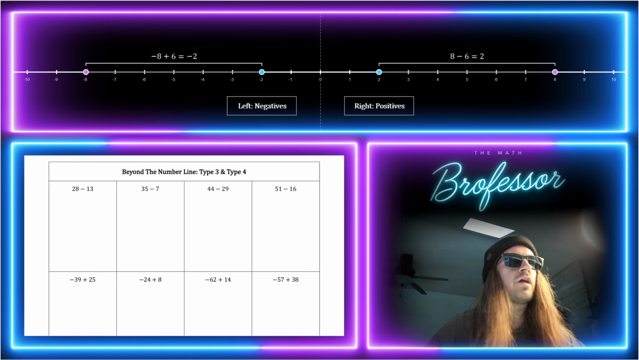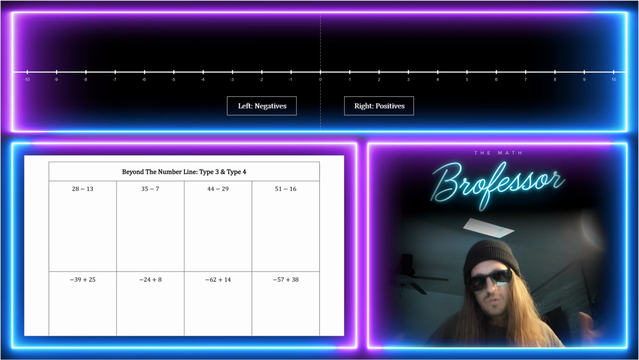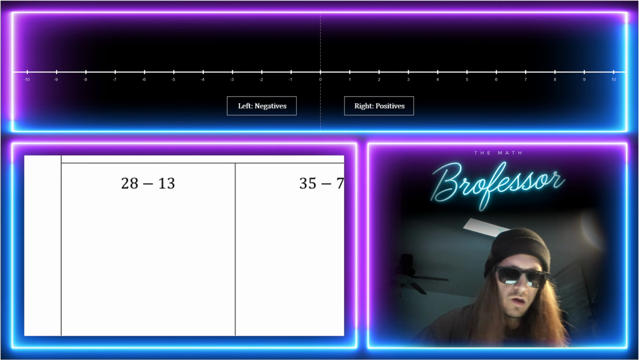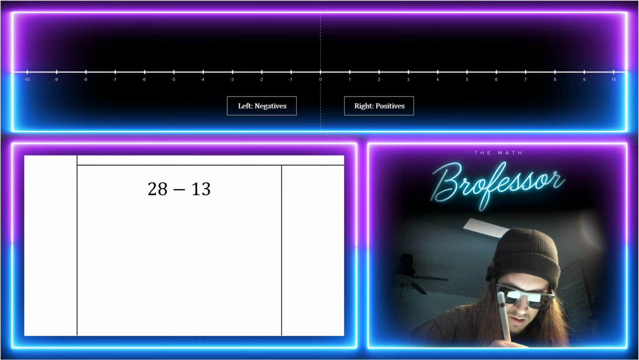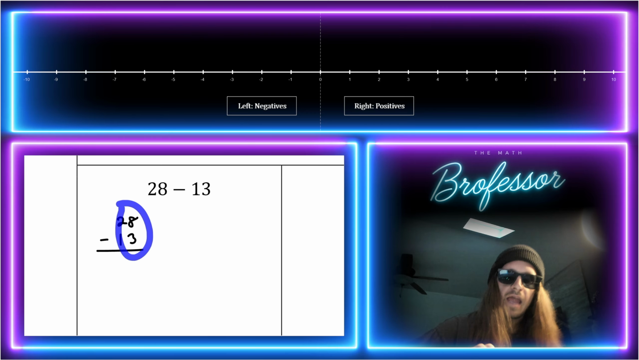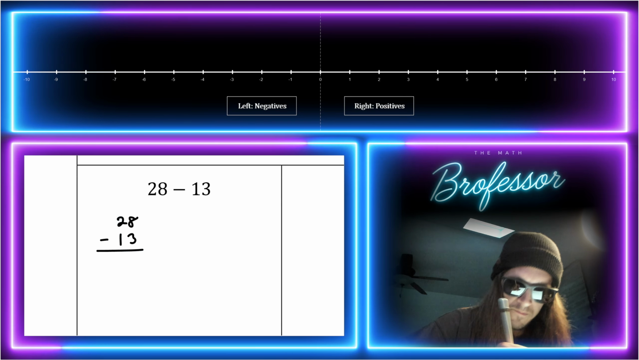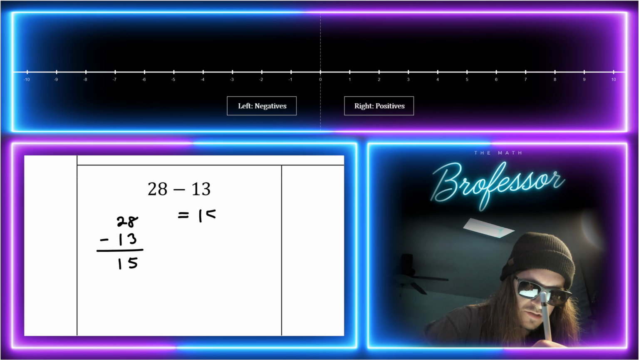And then beyond the number line, right? So how would you do this then if you couldn't write out a number line? Well, let's start with how to subtract by hand, right? You've done this before, hopefully, right? 28 minus 13. I would start with 8 minus 3. 8 minus 3 is 5. And then 2 minus 1 is 1. So this equals 15.